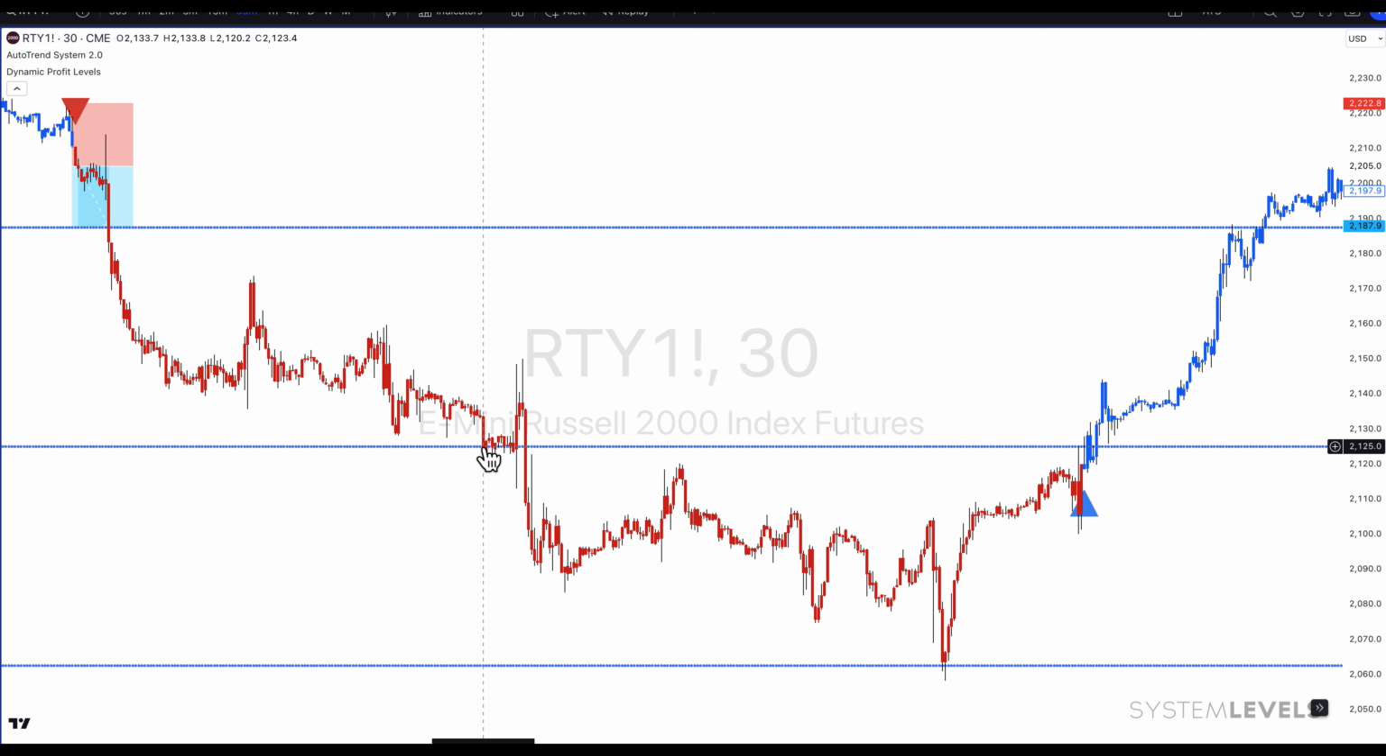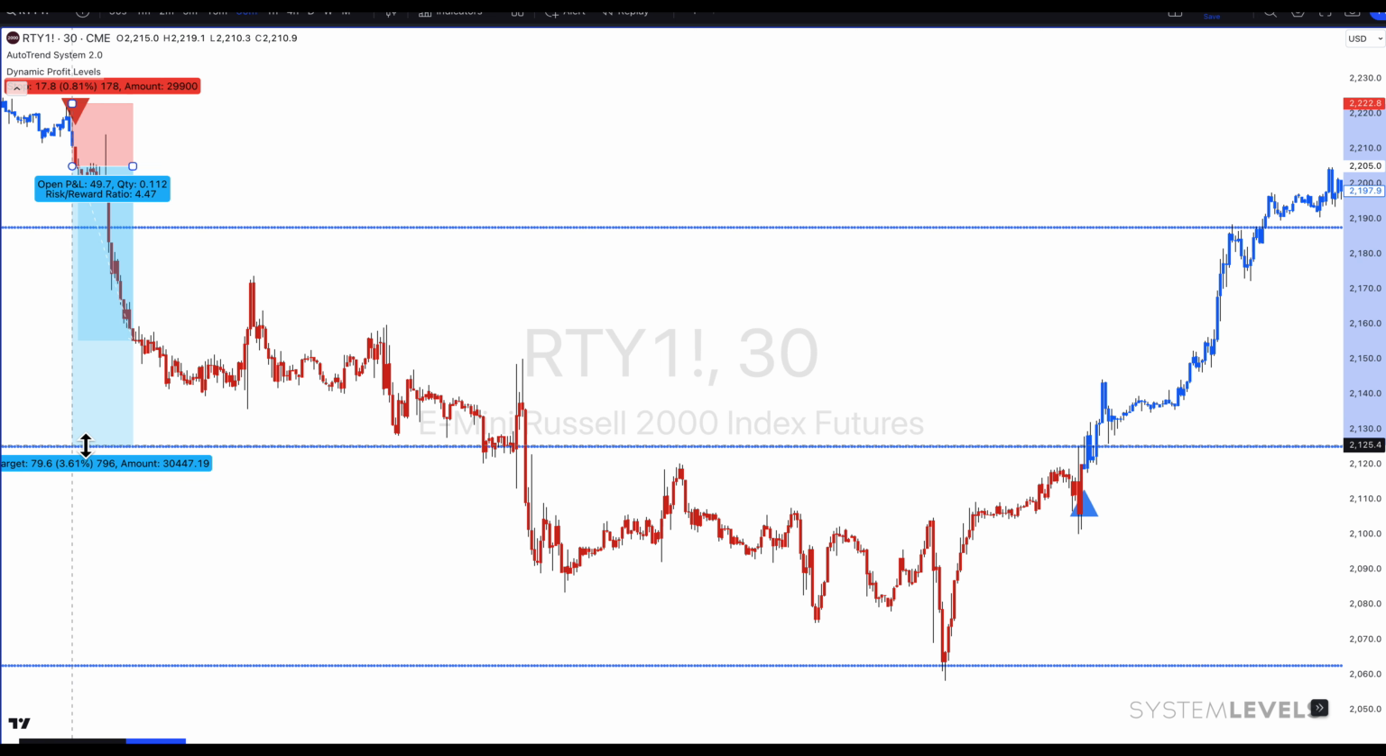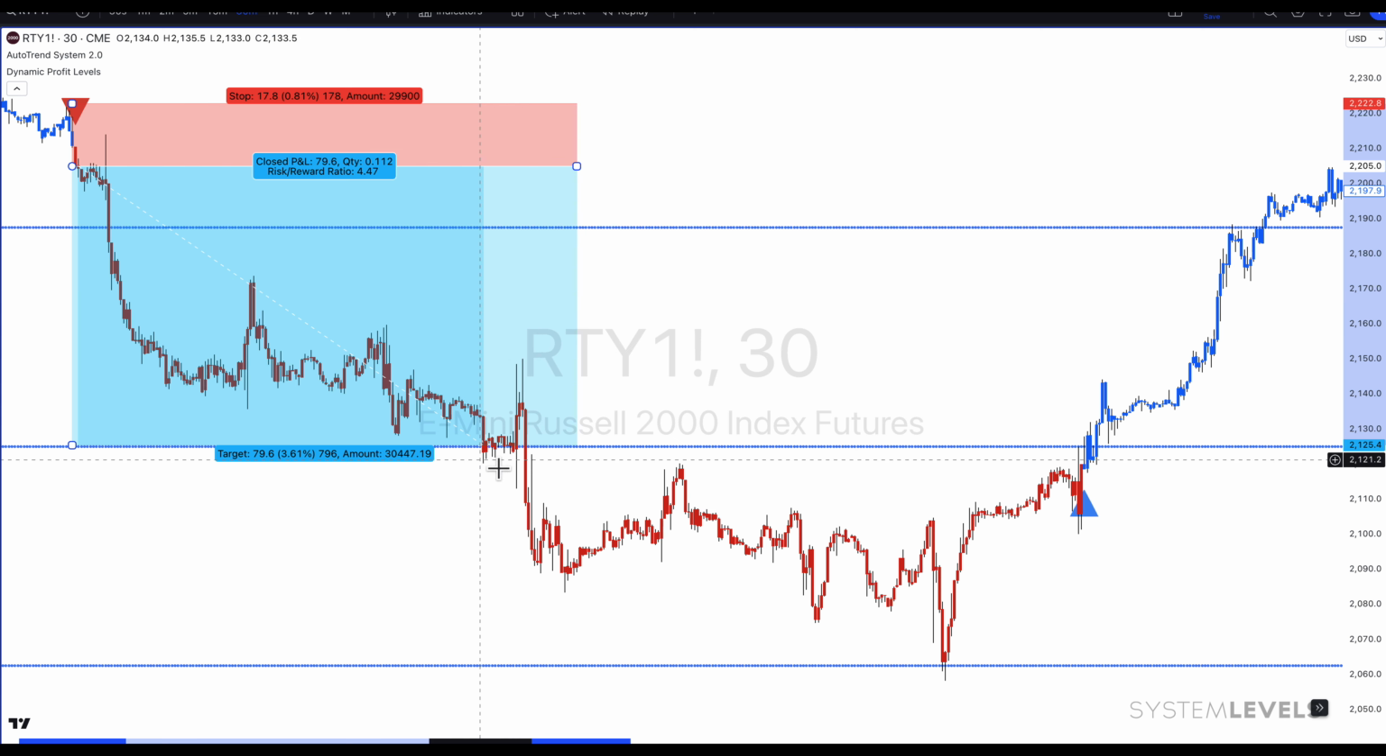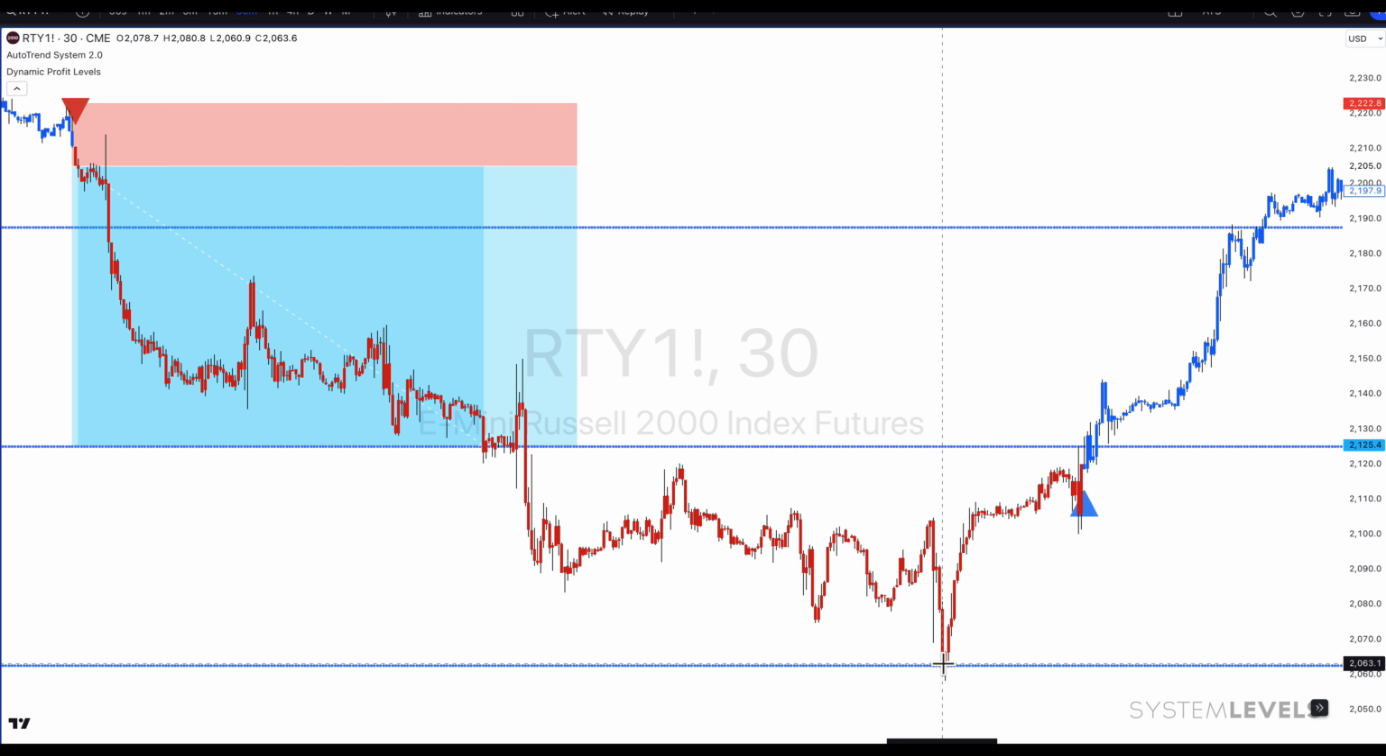That happens about 3 days later, right here. So my next exit basically happens at this location right here for a profit of 79 points on the Russel 2000. Again, I'm covering 1/4 of my position, so that's 1 contract. And then exactly the same thing happens again. I'm waiting. At this point, I have 2 contracts left, and I'm waiting until the next dynamic profit level will be hit. It happens right here.